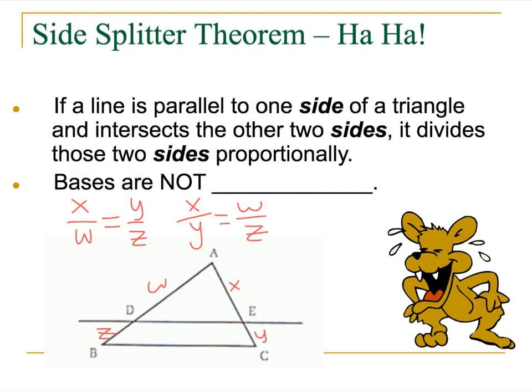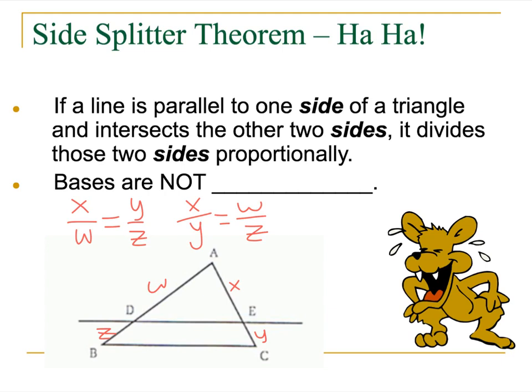You either go from left to right over left to right, or top to bottom, and just make sure that you're being consistent. Don't be like X over Y equals Z over W. That's no bueno. But we can't just use X over this guy equals Y over this guy. That does not work. That's what it's saying here.